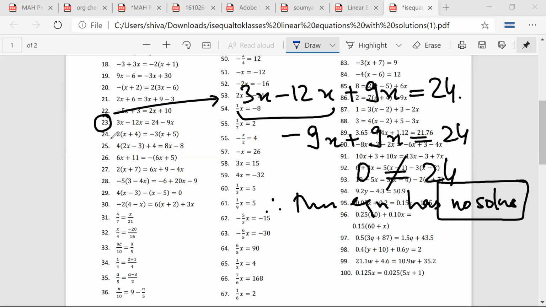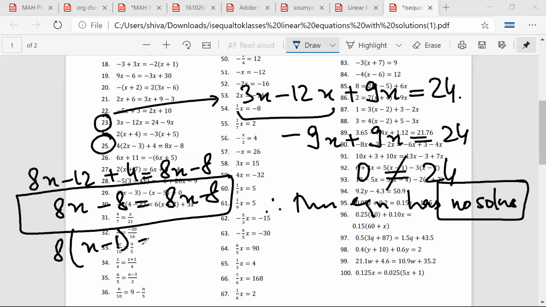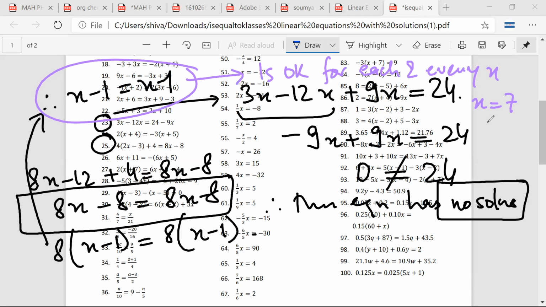Yes, sir. But in this equation, if you look closely, 8x minus 12 plus 4 is equal to 8x minus 8. And of course, 8x minus 8 is equal to 8x minus 8. Now, this particular equation, let me simplify, 8 into x minus 1 is equal to 8 into x minus 1. Therefore, x minus 1 is equal to x minus 1. So, if you look closely, this equation is okay for each and every x. So you can put x is equal to 7, or x is equal to 70, or x is equal to 100, or x is equal to 10,000. This would always be true. Sanvi, have you understood? Yes, sir.